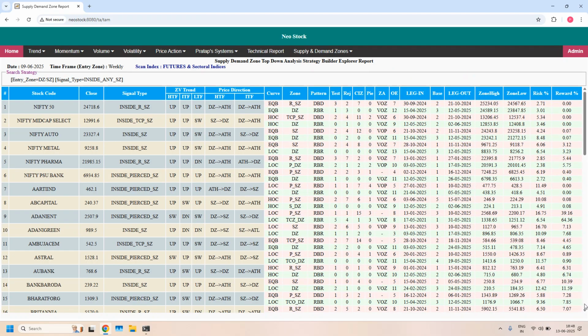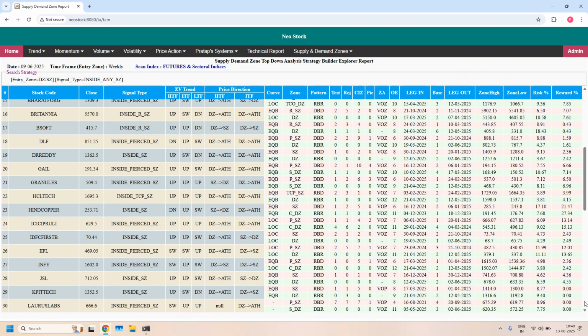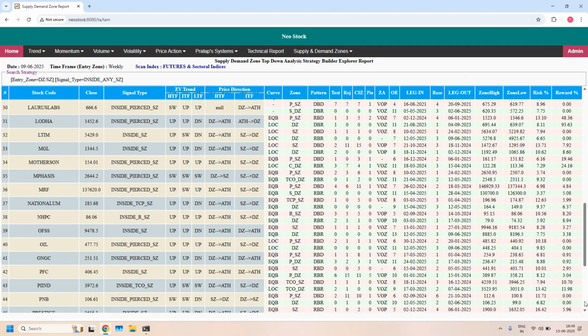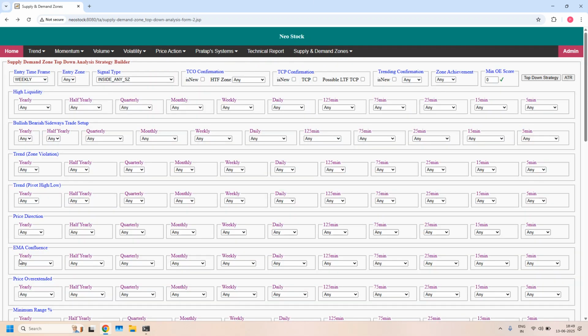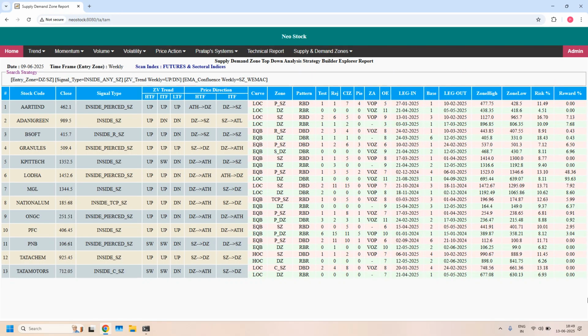First 15 stocks in the list. Quickly scrolling the list down for reference purposes. So total 55 stocks. We can further filter based on weekly supply zones having weekly EMA confluence, and also trend on the weekly should not be sideways. It can be up or down. With these filters, we got 13 stocks.